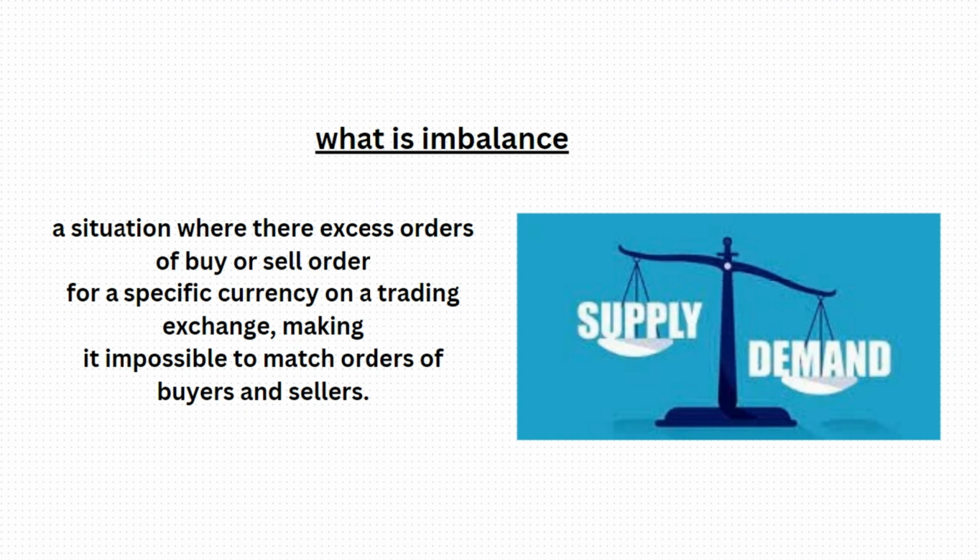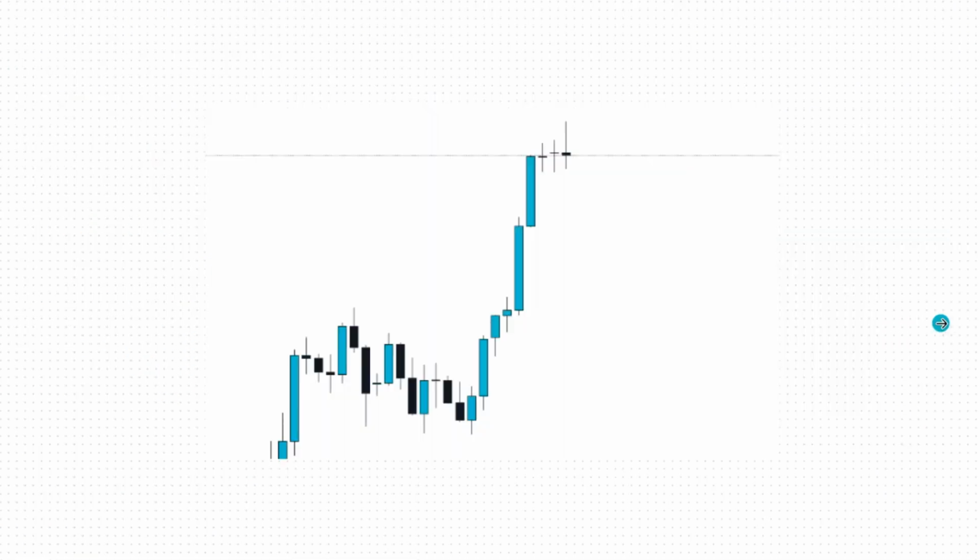And this imbalance is well identified in the chart, in a way that it can easily be identified, because if there is an imbalance between the supply and the demand, it creates an impulsive move, and that impulsive move is well noticed in the candlestick chart. So here is an example of a candlestick chart identifying an imbalance.